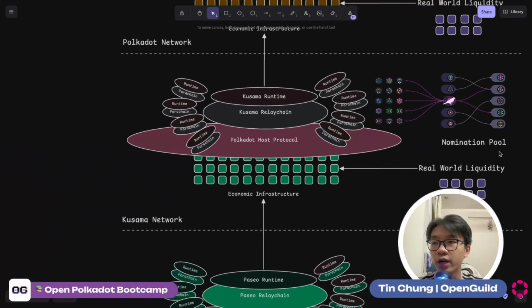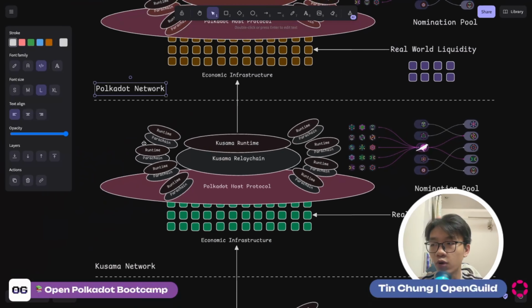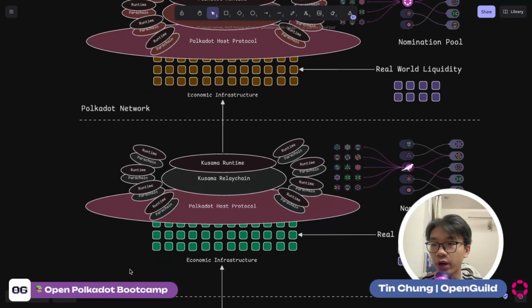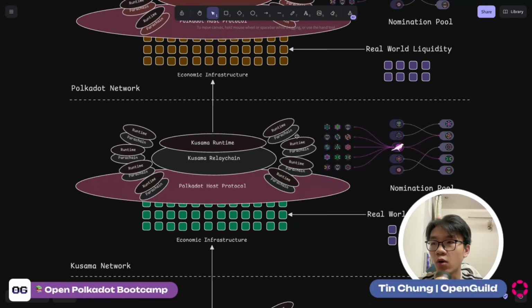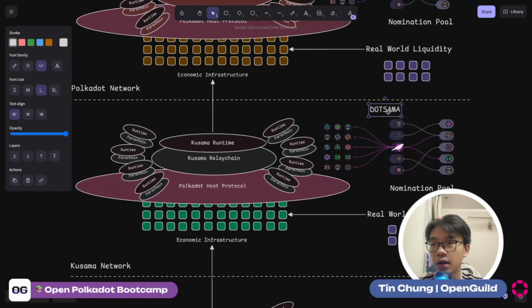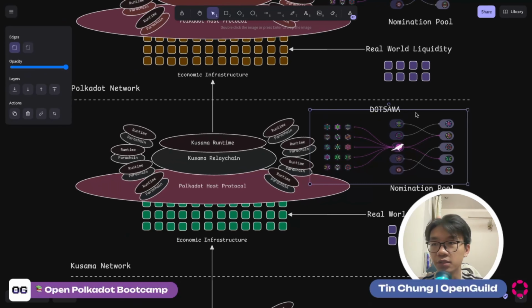Nowadays, you can see the Polkadot network and the Kusama network as two separate big ecosystems in Polkadot, and we usually call it Dotsama. It implies the Polkadot and Kusama ecosystems as one.